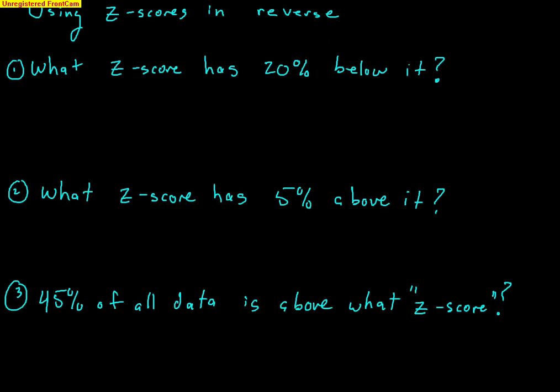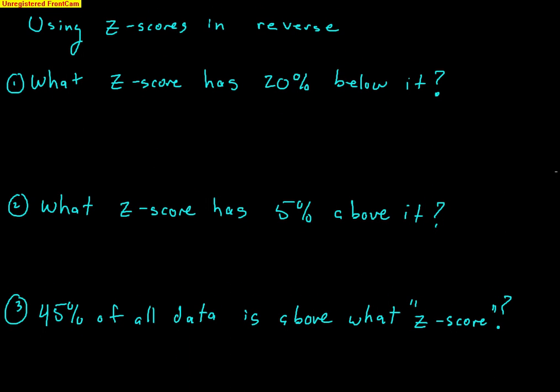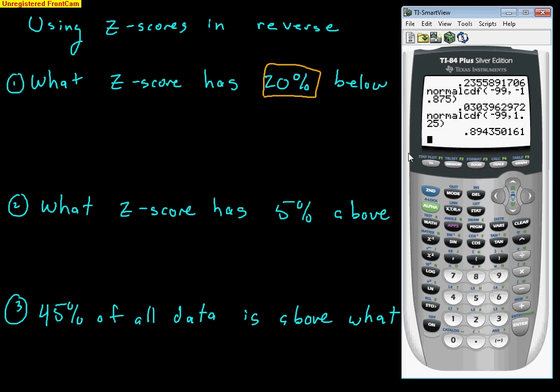Okay, now we could also use z-scores in reverse. This is pretty important as well. For example, instead of me asking you for the percentage, I'm going to give you the percentage. So what z-score has 20% below it? I need to figure out what z-score has 20% below it. My calculator will come in handy for this as well.